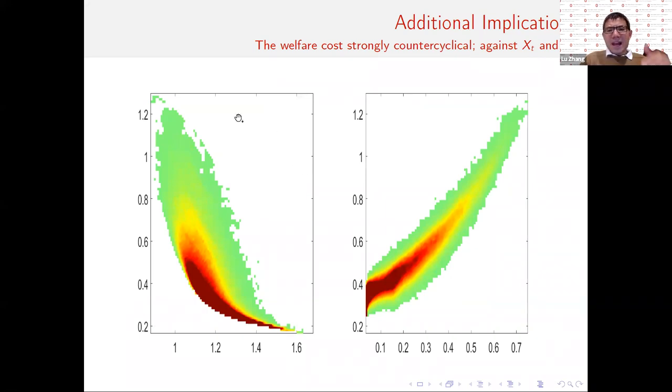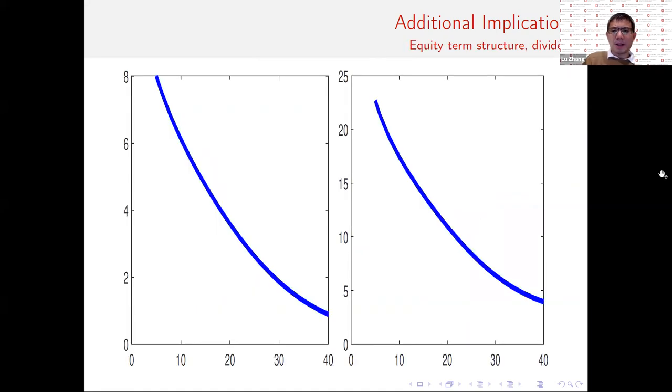On top of that, the welfare cost is countercyclical. We are plotting, on the left panel, welfare cost against aggregate productivity, countercyclical. In bad times, it jumps up more. So government policies are important in combating large recessions, even disasters. And the right panel is plotting against unemployment. It's clearly an increasing function of the unemployment rate.